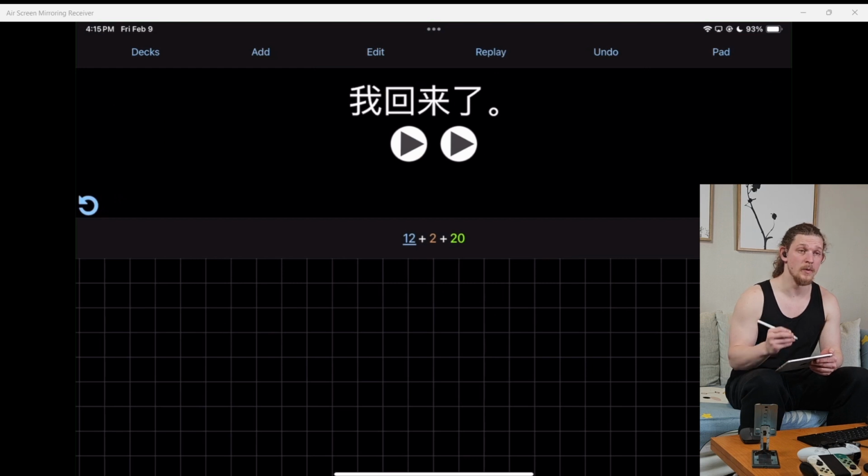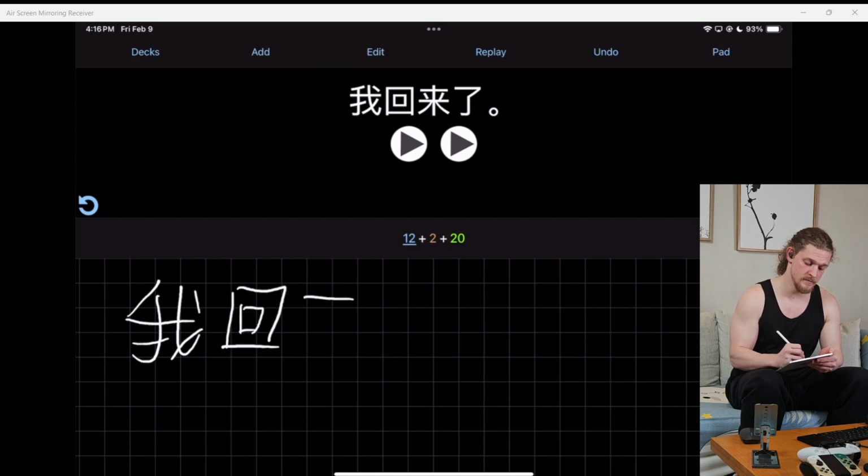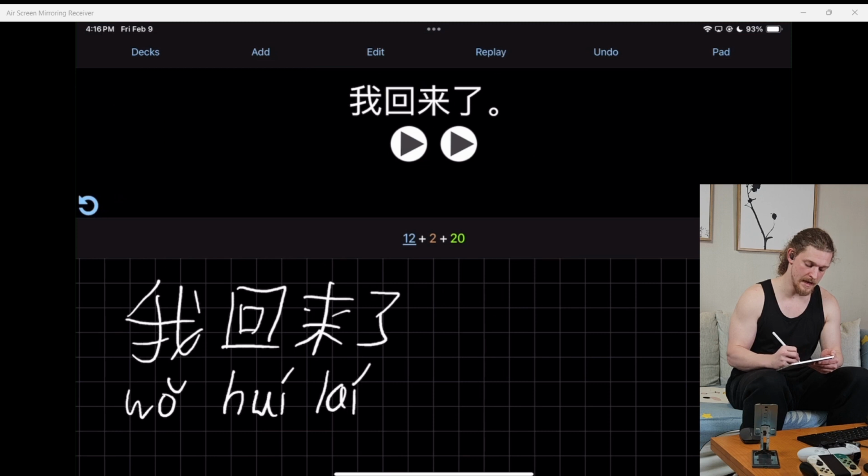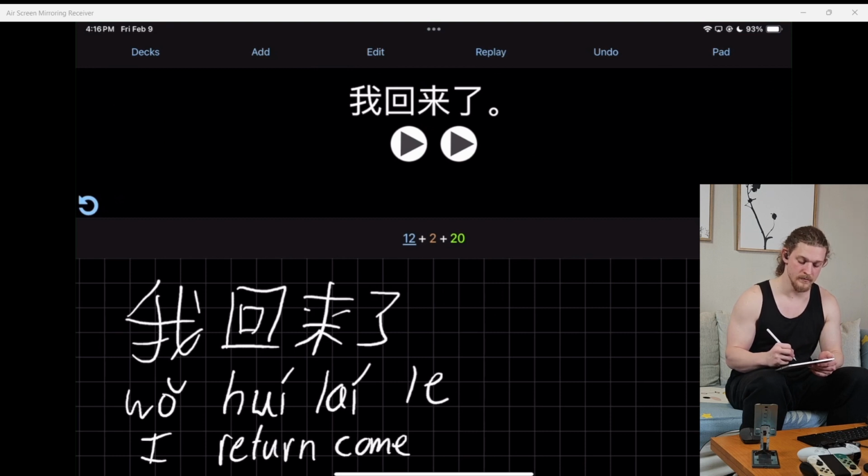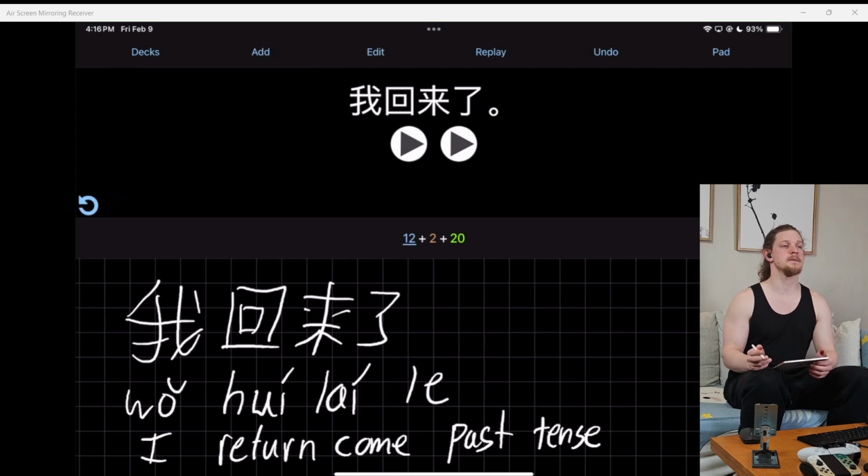我回来了。I return, come, and past tense. Okay, so the 了 here indicates past tense. The 回 is to return and 来 is to come. So I returned, I came back, I'm back.